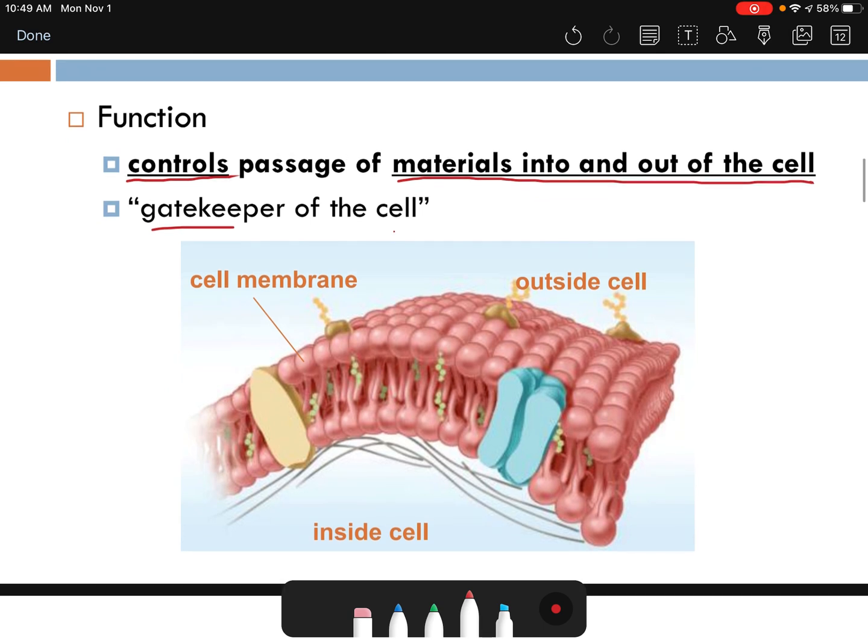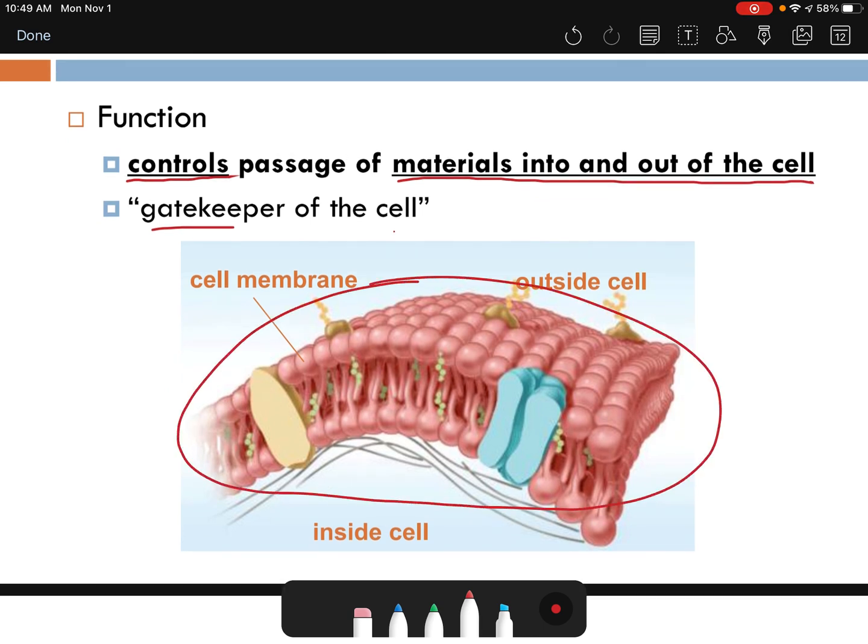And so we're going to be looking at the cell and looking at the structures that make up the cell membrane, the different proteins that are embedded throughout, and why the cell membrane has the arrangement it does to allow for passage of materials through.